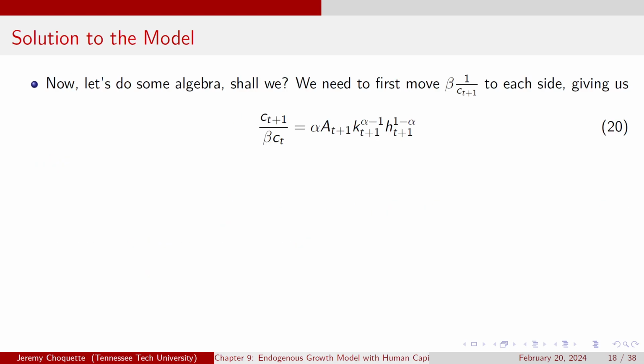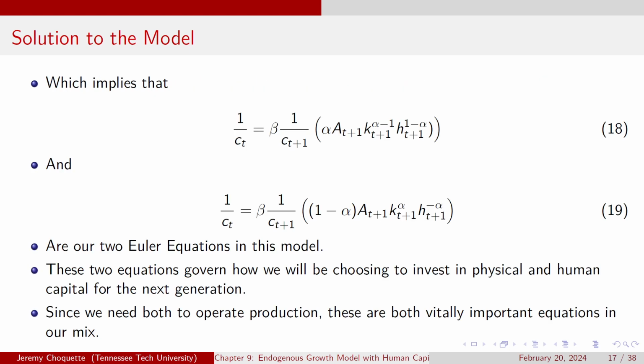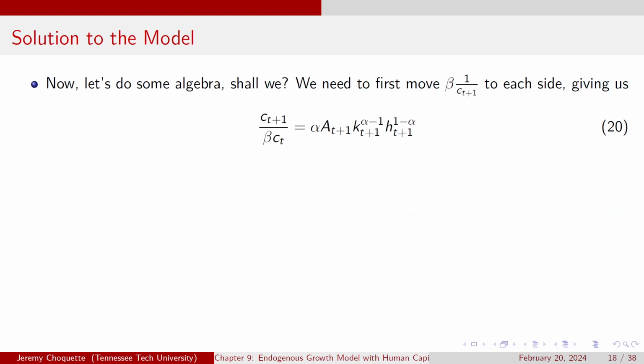So here's what we're going to do. We're going to do a little bit of algebra. I'm going to move that beta times 1 over ct plus 1 to each side. So I'm dividing both sides of equations 18 and 19 by that beta times 1 over ct plus 1. So that gives me ct plus 1 over beta. So I get ct plus 1 over beta times ct equals my marginal product of physical capital: alpha times at plus 1 times kt plus 1 to the alpha minus 1 times ht plus 1 to the 1 minus alpha. But I also get ct plus 1 over beta times ct equals the marginal product of human capital: 1 minus alpha times at plus 1 times kt plus 1 to the alpha times ht plus 1 to the minus alpha.